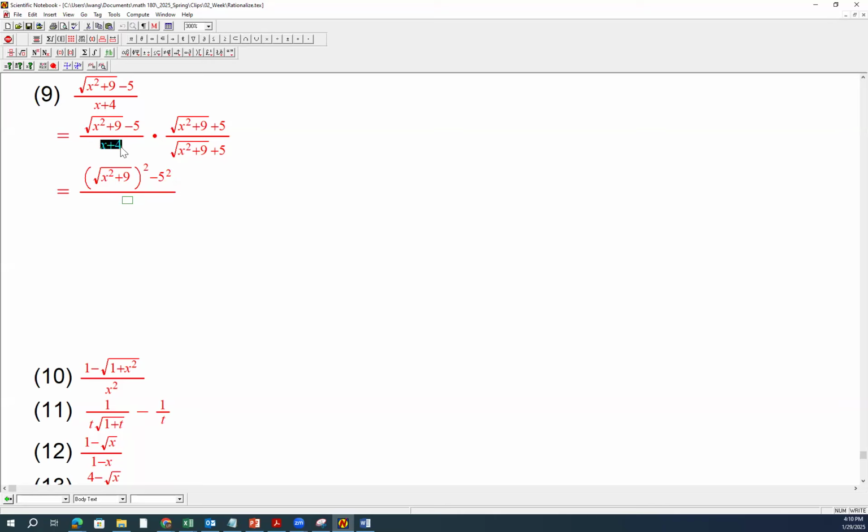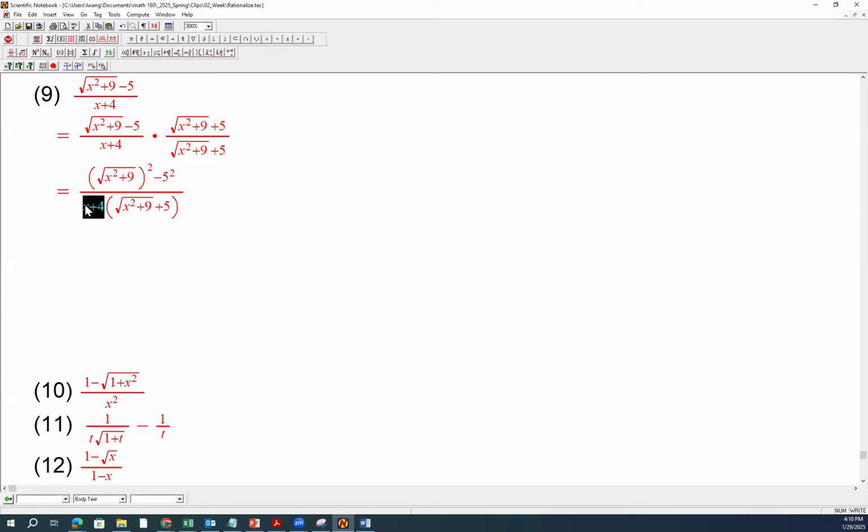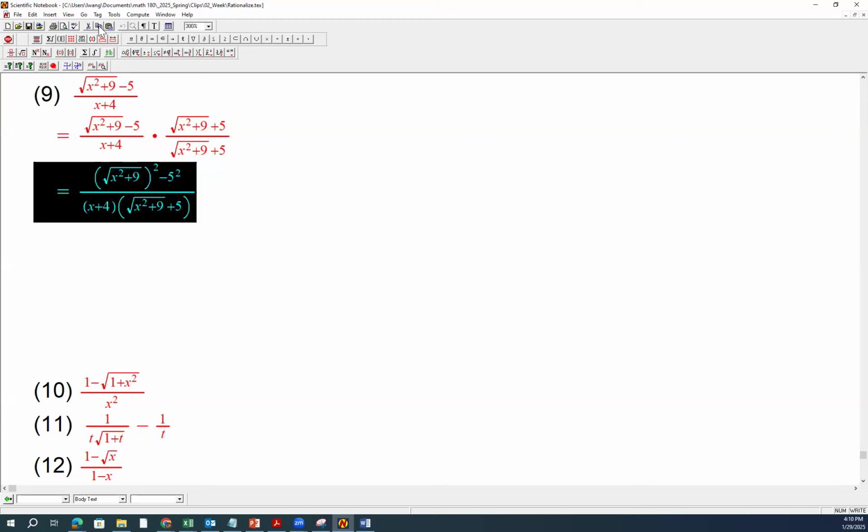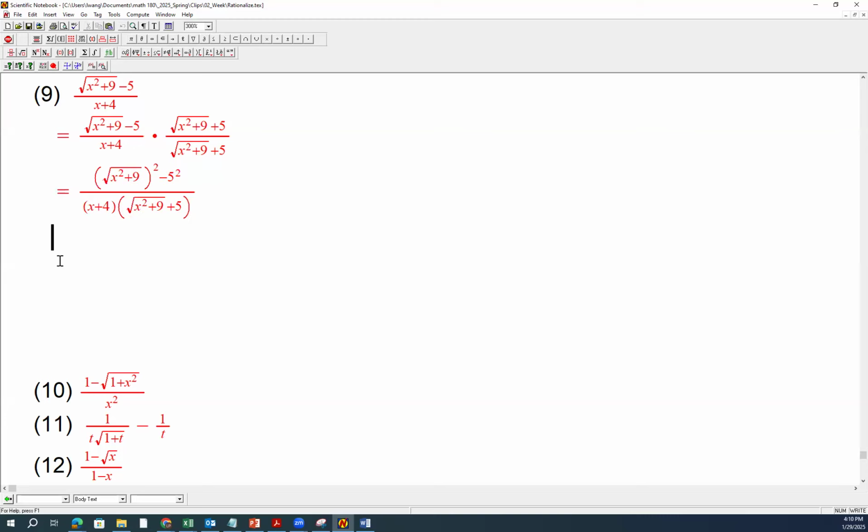Denominator, we have x plus 4 multiply the other one. Apparently, we need parentheses. Okay, each needs parentheses. If these parentheses are missing, you are making a very big mistake. Okay, so don't forget these parentheses. Continue.